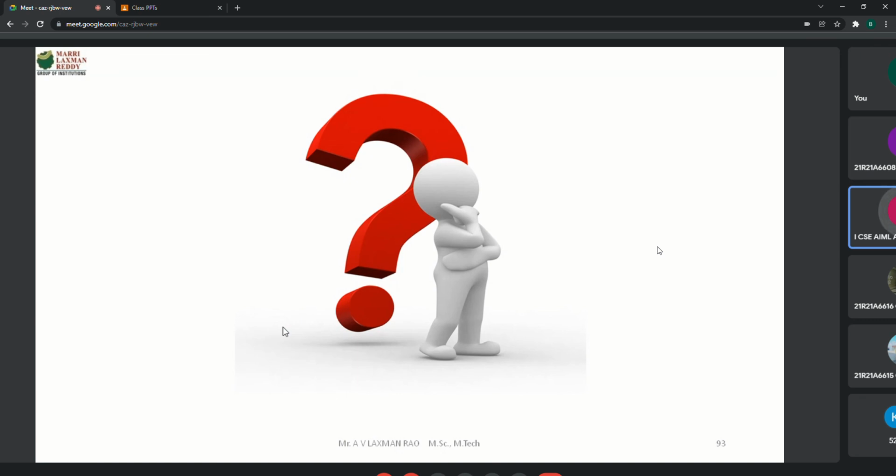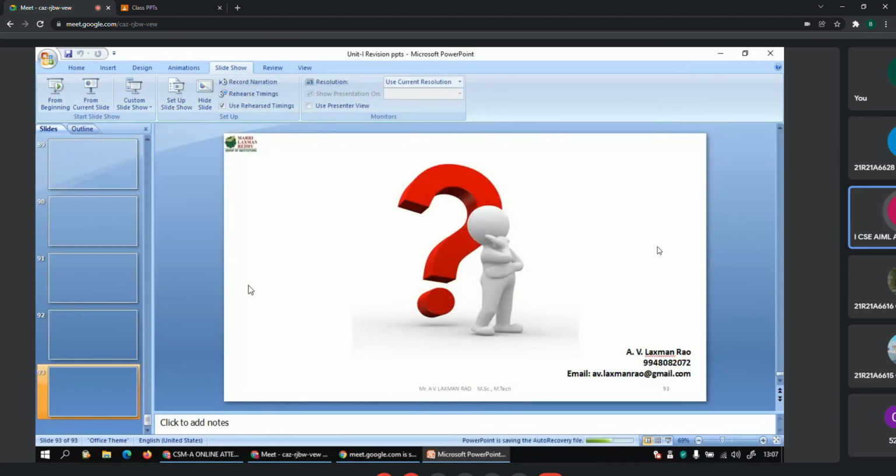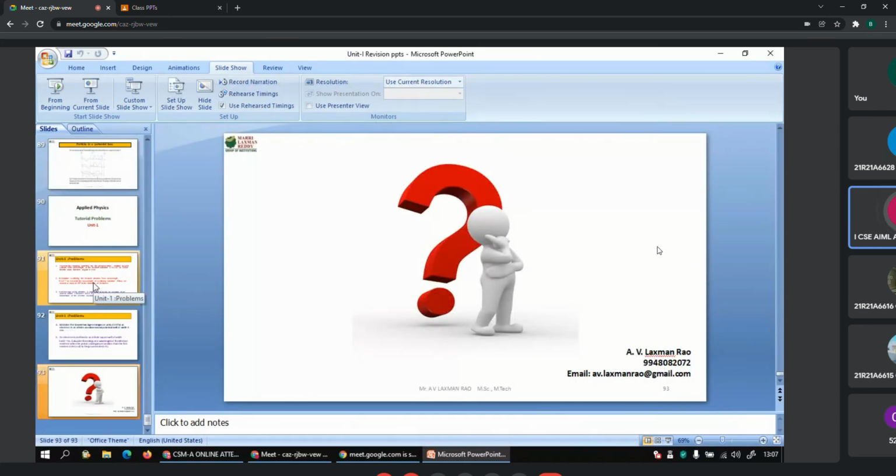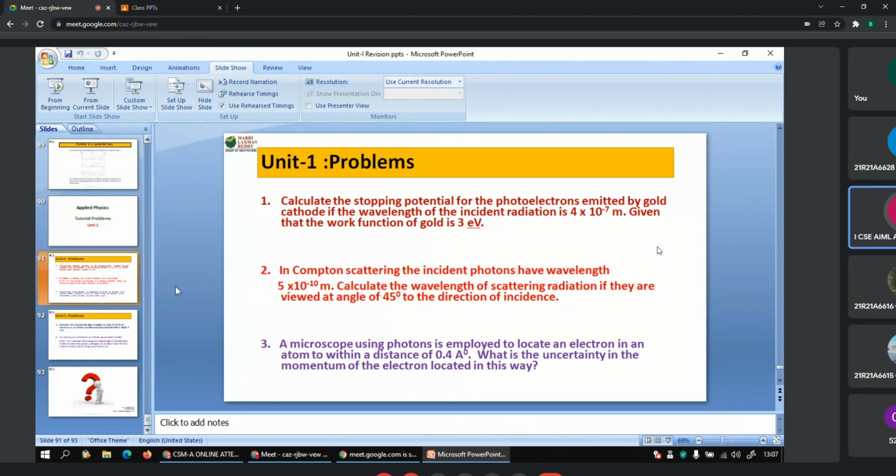Have you seen the question paper pattern? Yes sir. And have you seen the important questions, and what can be expected in the tutorial problems? If you want to take a screenshot you can, no problem.